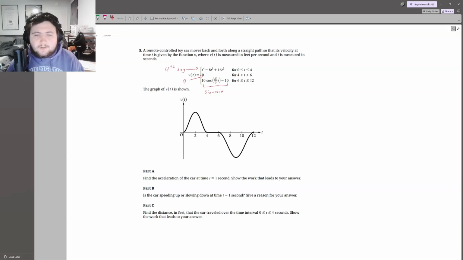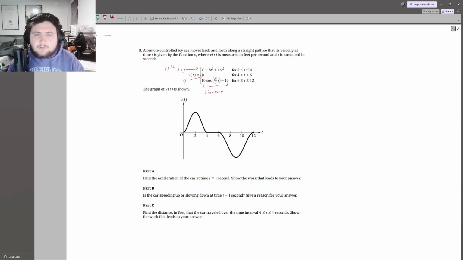So, then we can take a look at the graph here. It gives us a nice little picture that'll help us with part B. But for now, let's move on and we'll go to part A. So we are to find the acceleration of the car at time t equals 1 second. We've got to show our work. So, what are we given? It's our first question. What are we given?